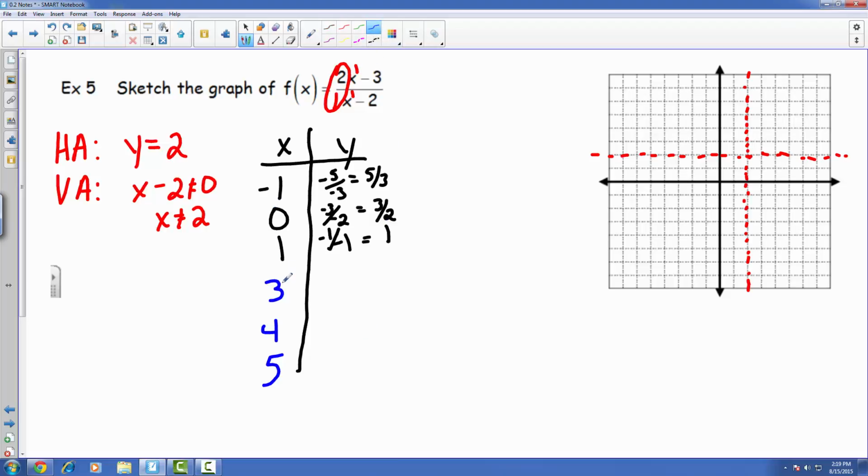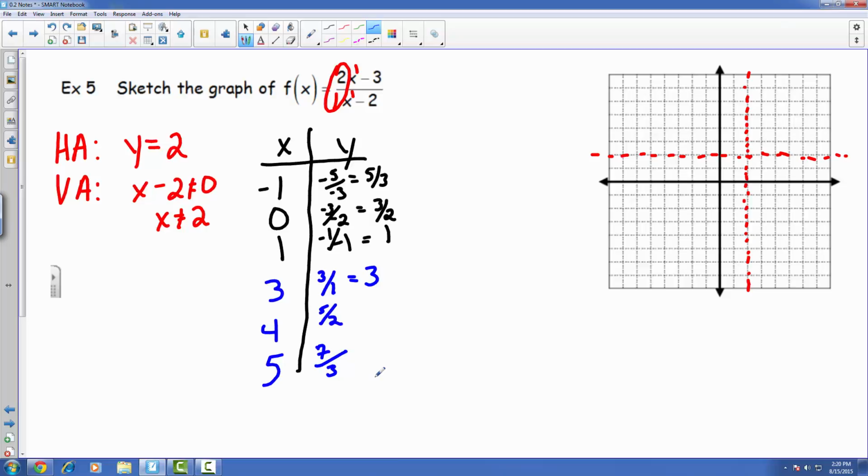Now going ahead on the right side, when we plug in 3, we end up with 6 minus 3 is 3, over 3 minus 2 is just 1, so we ultimately get just 3. When we try 4, we end up with 8 minus 3, that's 5, over 4 minus 2 is 2, so ultimately it's just 5/2. When we throw in 5, we get 10 minus 3, which is 7, over 5 minus 2 gives us 3.